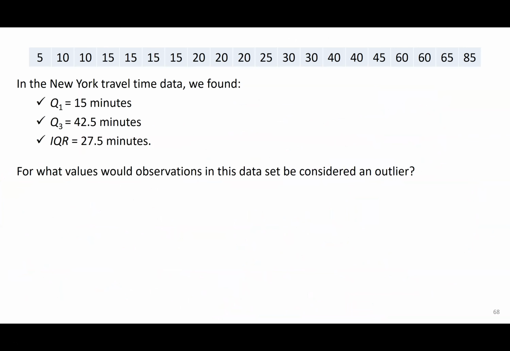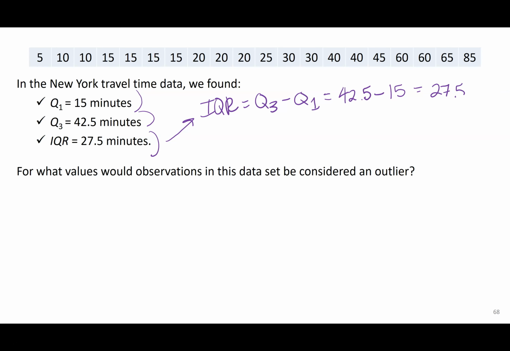Okay, so similar type of problem, different example. Now going back to that New York commuter time example. Remember, we had 20 observations. Our first quartile was 15 minutes. Third quartile was 42.5 minutes, which makes our IQR 27.5. So the IQR, just as a reminder, is Q3 minus Q1. So 42.5 minus 15, and that's where that 27.5 minutes comes from.